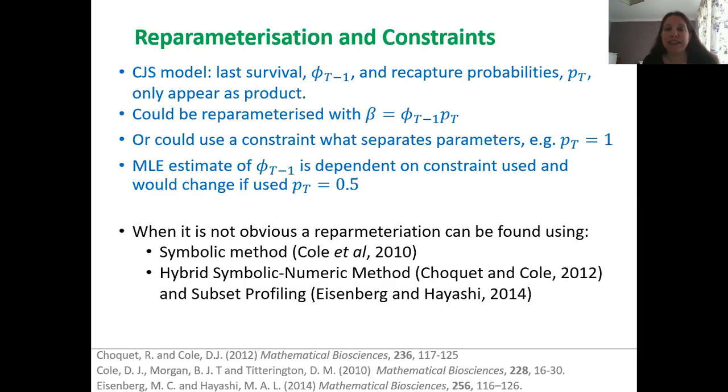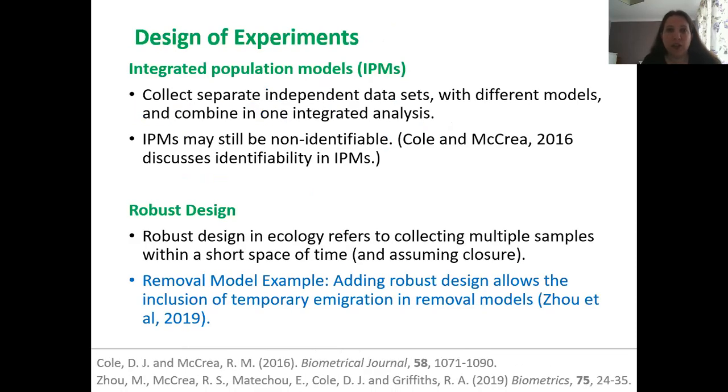However, note that the confounded parameter is also dependent on that constraint and would change, for example, if you change p equal to 0.5. When it's not obvious, a reparameterization could be found using a symbolic method or a hybrid symbolic numerical method combined with subset profiling.